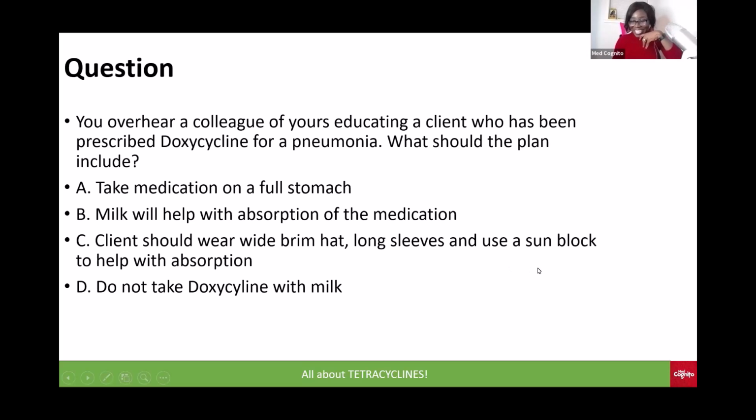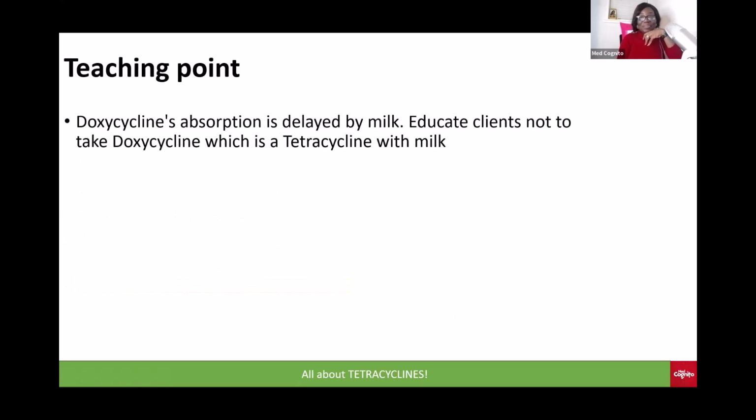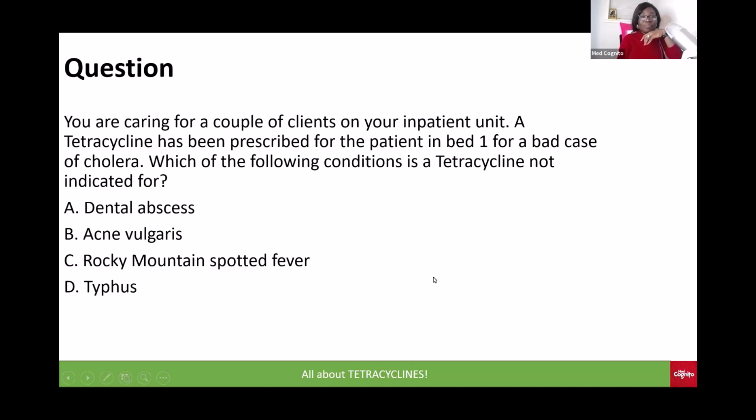So let the answers flow because you've got the content. D. Great. D. Great. Well done. The answer is D. And as we already said, absorption will be delayed when you take it with milk. So we're going to educate that client on the tetracycline not to take it with milk. That is awesome. So let's take the next question.